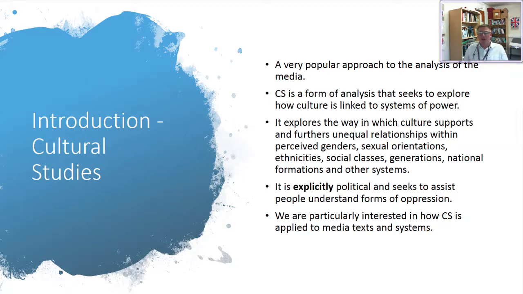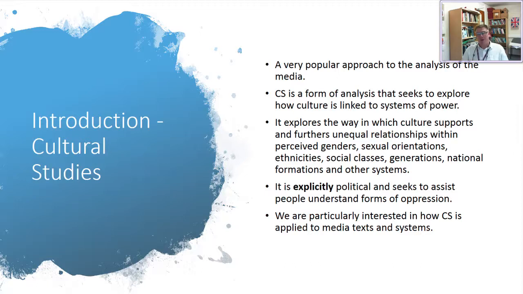So cultural studies is a form of analysis that seeks to explore how culture is linked to systems of power. It explores the way in which culture supports and furthers unequal relationships within perceived genders, sexual orientations, ethnicities, social classes, generations, national formations and other systems. And what cultural studies does is it looks at culture, it looks at media texts, and it tries to unpick and find the ideological function within those texts. How do those texts serve larger political ideological functions?